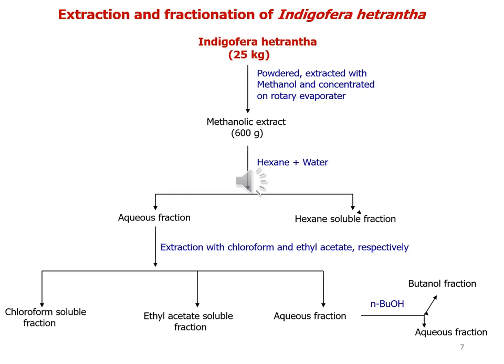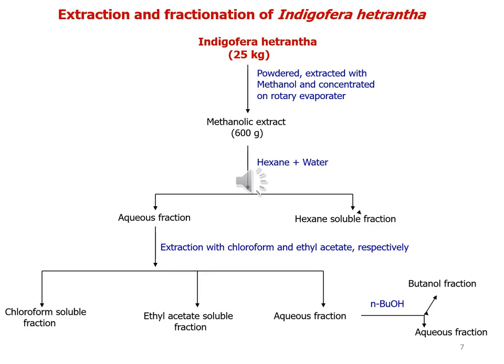The whole plant material, that is 25 kg, is ground and powdered and extracted with methanol and concentrated on a rotary evaporator, and we obtain methanolic extract, that is 600 gram. The methanolic extract is partitioned between hexane and water, and we obtain two further fractions, and those are aqueous fraction and hexane soluble fraction. The aqueous fraction is further extracted with chloroform and ethyl acetate respectively, and we obtain chloroform soluble fraction and ethyl acetate soluble fraction.